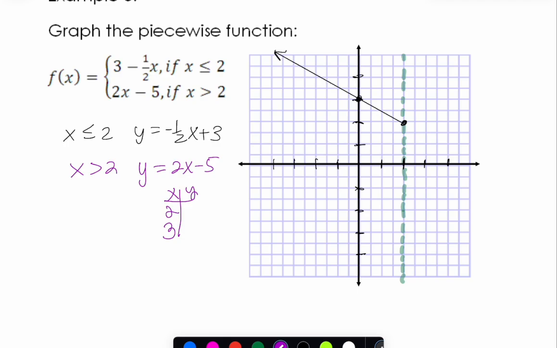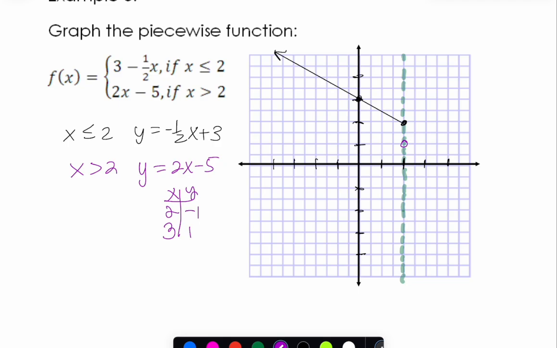The border is 2. Now I know it's going to be an open circle, but I still need to know its starting value. If I plug in 2 to that equation, I get -1. If I plug in 3 to that equation, I get +1. So let's label those points. At 2, 1, I would have an open circle. Oh, no, sorry. At 2, -1, I would have an open circle.